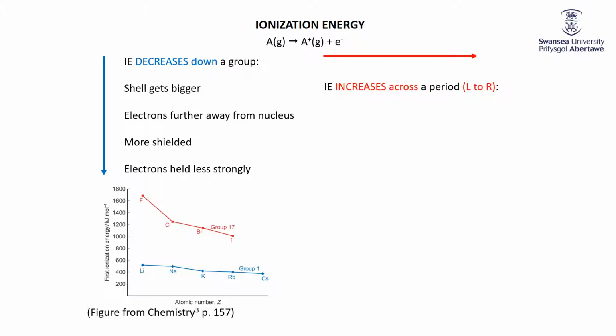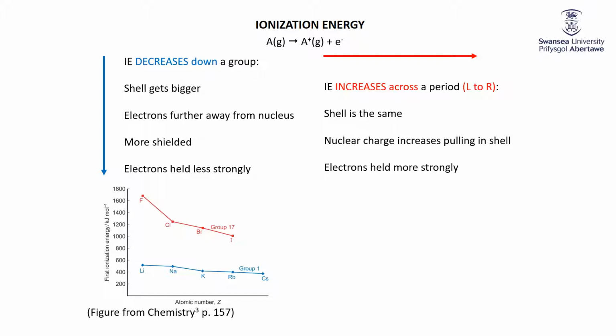Ionization energy increases across a period from left to right, and the trend is the opposite of that for radius. As the shell gets bigger, the electrons get further away from the nucleus, so therefore the atom's bigger and the ionization energy is smaller. If you remember, the radius decreases as you go across a period, so it makes sense that the ionization energy increases as you go across. The shell is the same. The nuclear charge is increasing, again pulling in the shell. So in other words, the electrons are held more strongly.